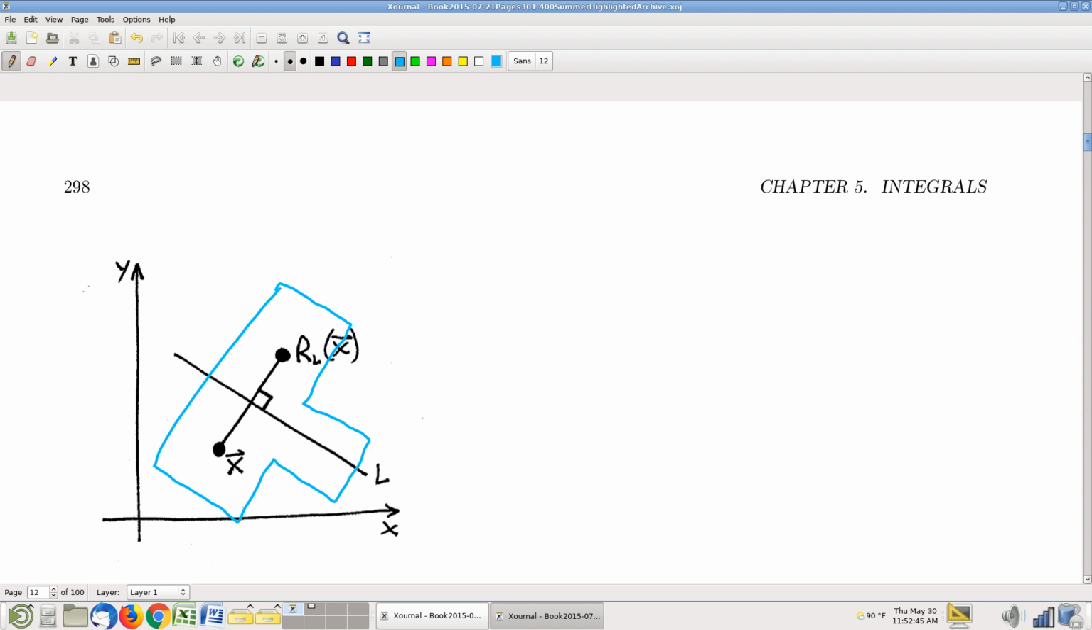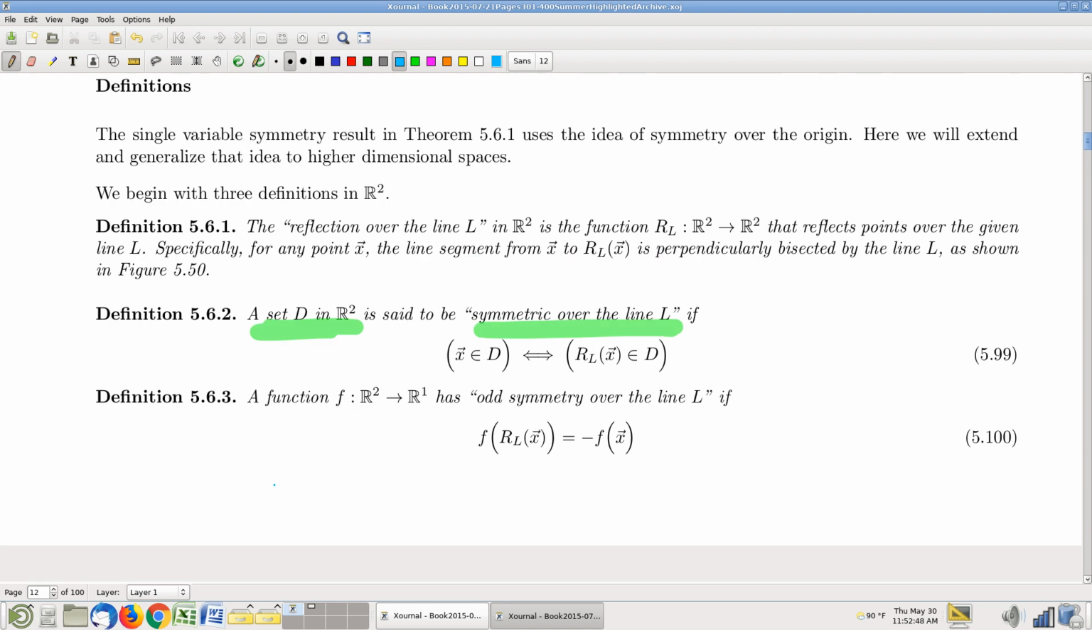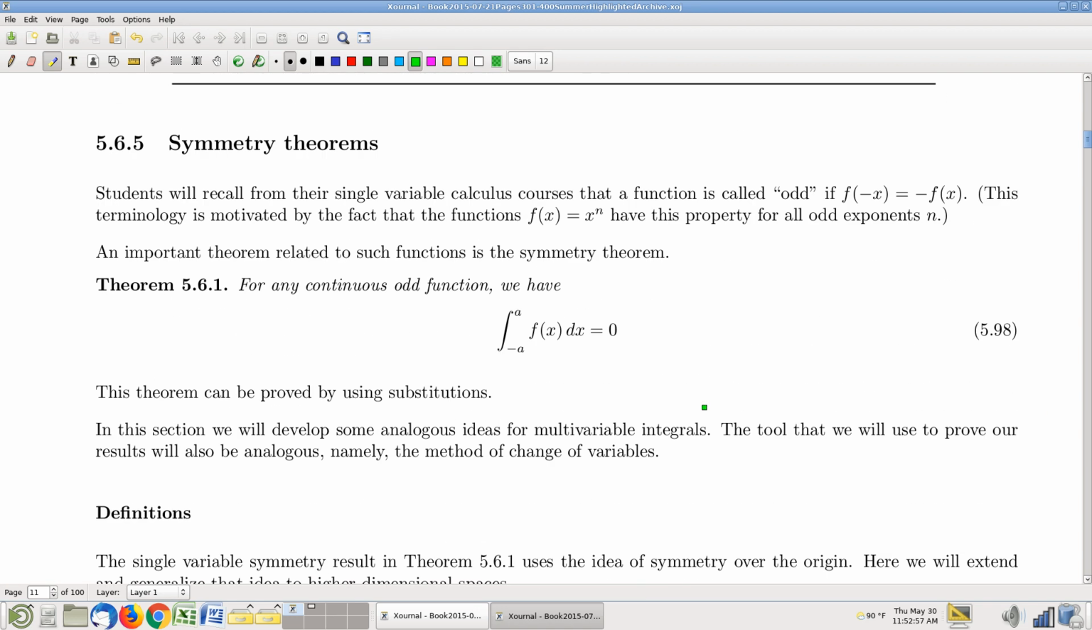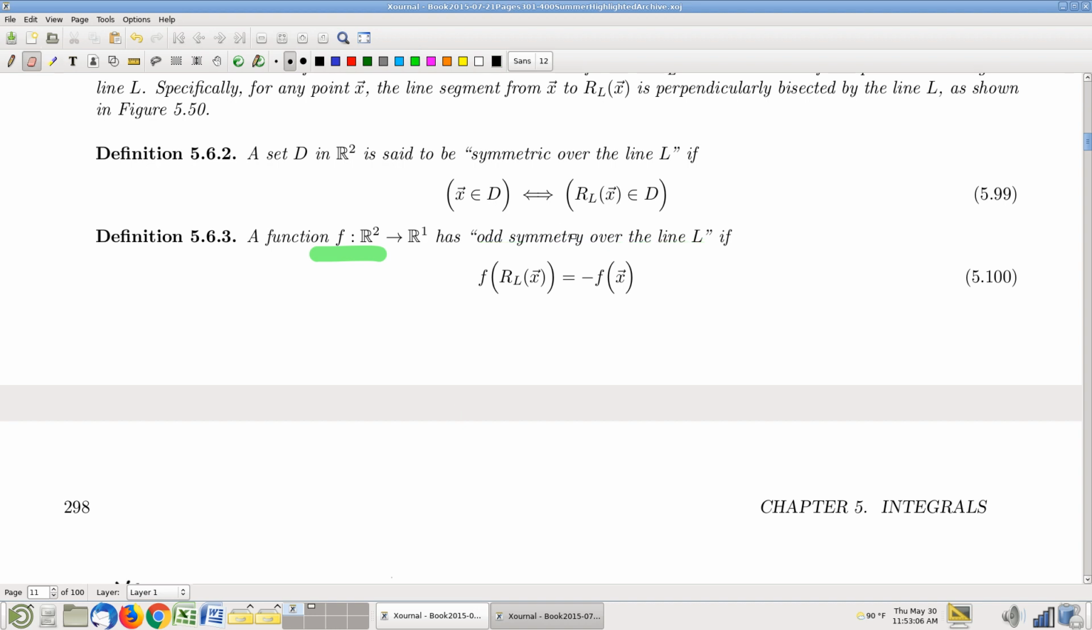Okay. All right. And now we're also going to define what it means for a function to have odd symmetry. A function has odd symmetry over a line if, and notice we're just trying to steal, shameless, I'm trying to basically plagiarize this theorem in the two-dimensional context, right? Odd symmetry means that when you reflect the input, we want to get a negative in the output. Okay. All right.